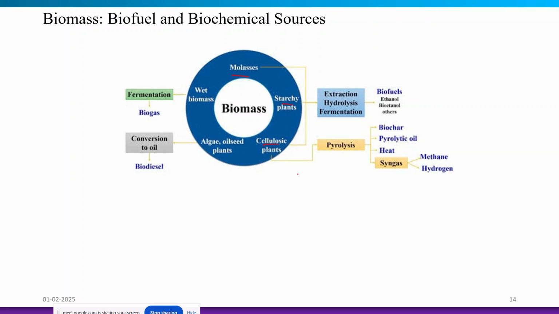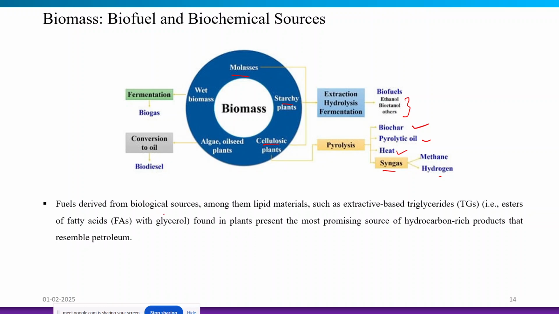When you put these biomasses through the pyrolysis process, the main product will be a solid product, that is biochar. Pyrolysis is done in the absence of oxygen or with very low oxygen content. In this case we mostly get a solid fuel, biochar. Also we get pyrolytic oil, and heat is evolved in this process. We also get a lesser quantity of syngas, like methane and hydrogen. So these are the broad aspects of biomass as a feedstock for the production of biofuels and biochemical sources. These are also a source of various chemicals we can produce.